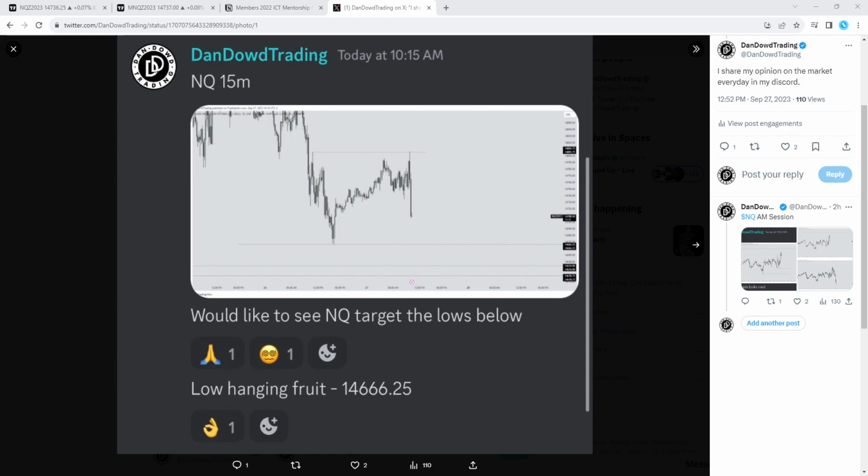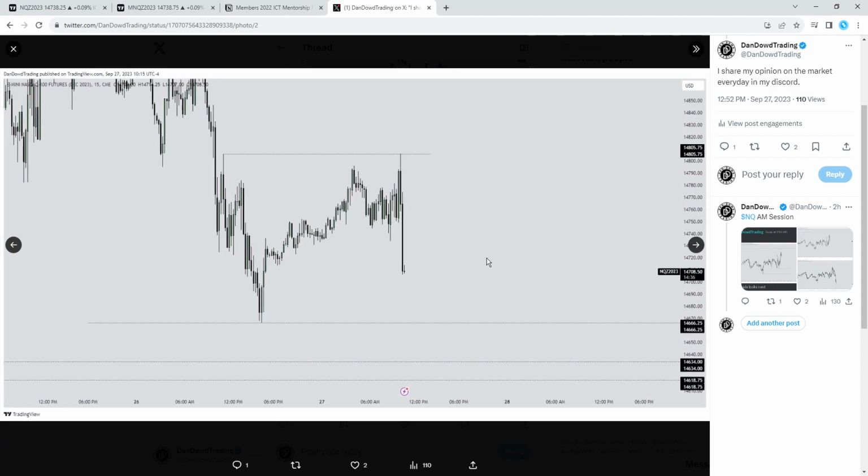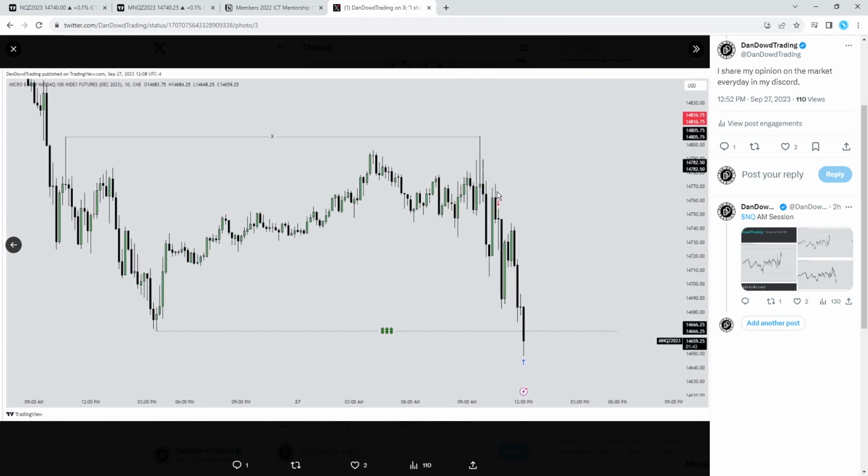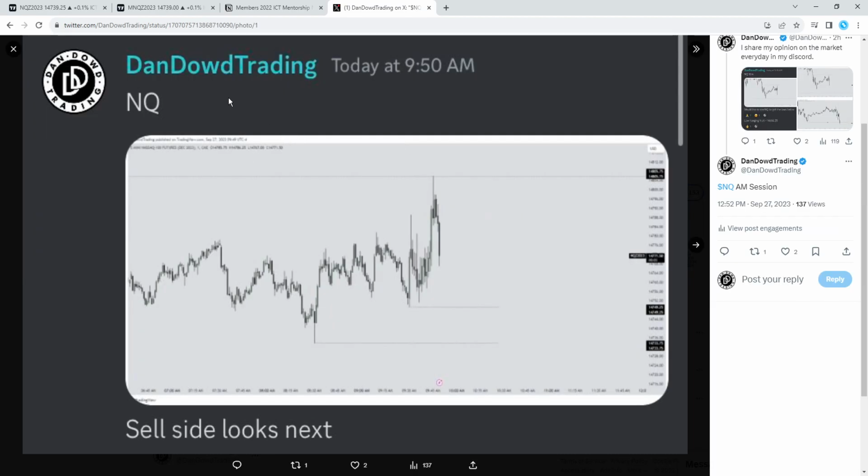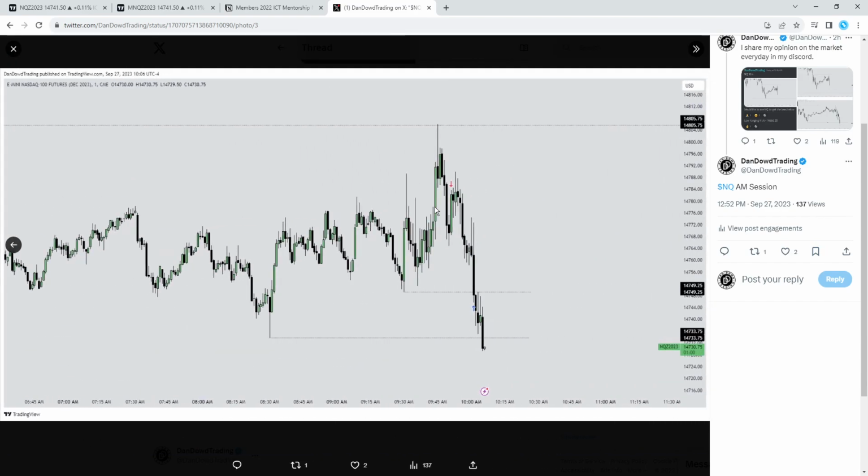I did call this out in my Discord beforehand. So I talked about how I like to see NQ start to target the lows below. And you can see price was around the 708 level, and we got a nice retrace to the upside for an entry, and then price started to expand lower. And before that, at 9:50 a.m., this was the high of the day up here. I was looking for price to reverse and take out these sell side levels. So it did play out pretty nicely on that lower time frame. We took another short in here, and price started to expand lower.